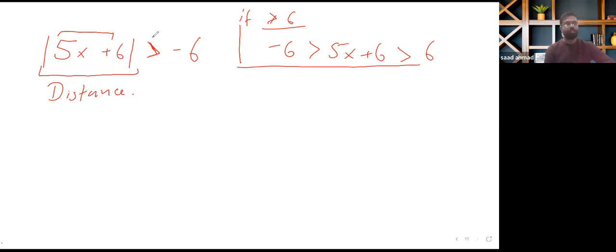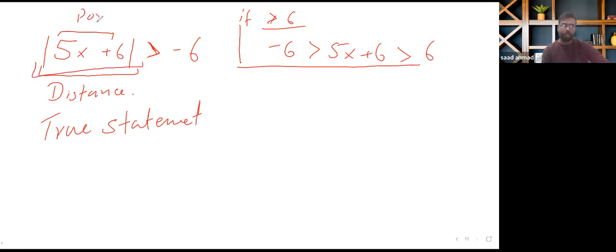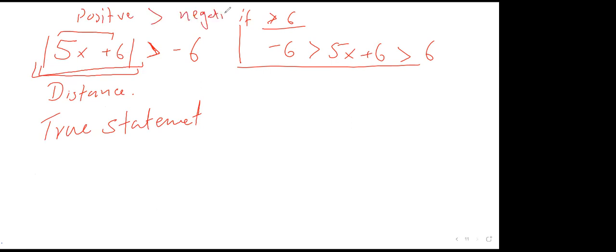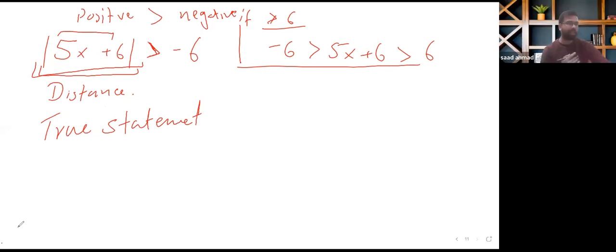So if you see an inequality like this, it's a true statement forever. It's a true statement for all values of x. No matter whatever you put in x, this absolute value will be positive. So this inequality always has a solution. All the values of x are its solution, because this positive value is always greater than a negative value.